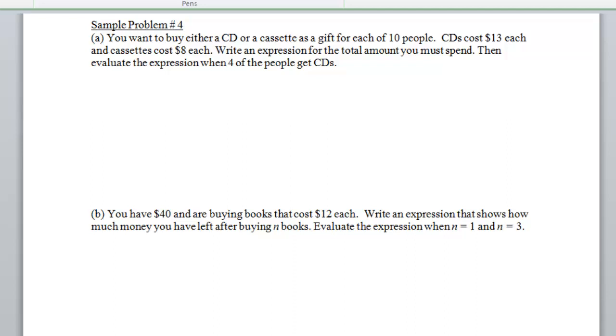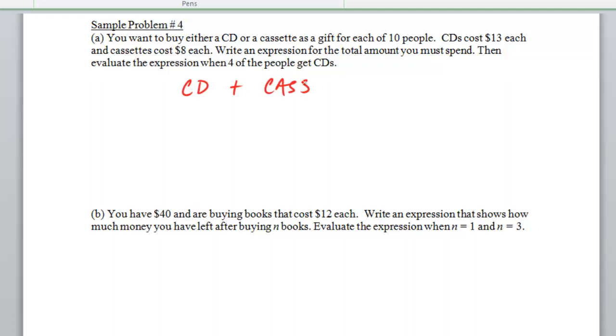For sample problem 4, it says that we're going to have a choice. We can either buy a CD or buy a cassette for 10 different people. The CDs cost $13 each and the cassettes cost $8 each. And we want to write an expression that lets us know the total amount that we're going to spend. To start this, the total amount that we're going to spend is the total number of CDs that we buy plus the total number of cassettes that we buy.